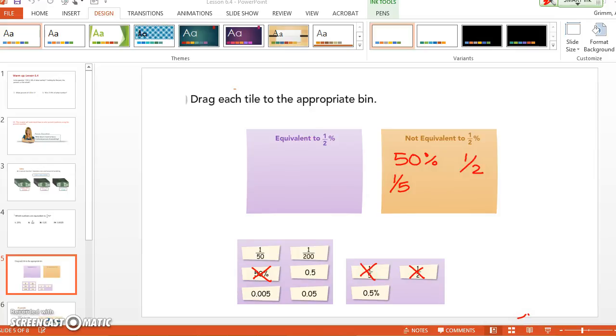Sorry, no, did we just do 1/5? No, we did 1/50th. Sorry. Yes, 1/50th would be 2%. Okay, what if you got 1/5? What percent is that? That's 20%, right? You got 1 out of 5, so that's not equivalent. Good.